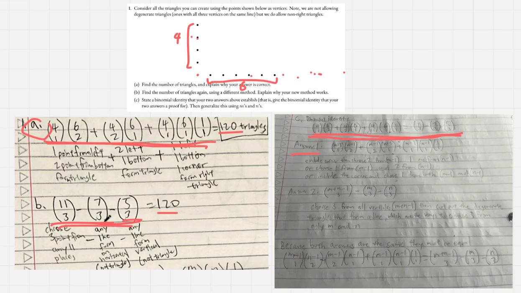And answer 2 is the same as B, where you are choosing all the points, no matter how many points there are, and you're choosing 3 from all those points to create a triangle, and then you delete the straight lines. Because both of these are answers to the same question, they can be called equal, which would get this final expression.